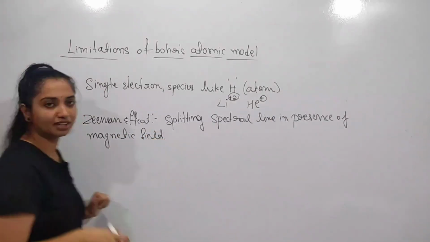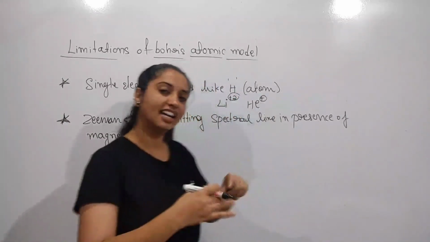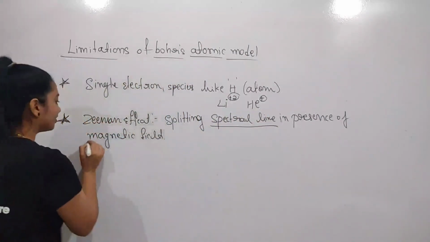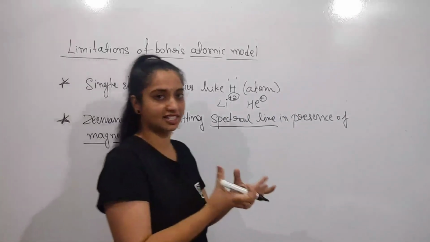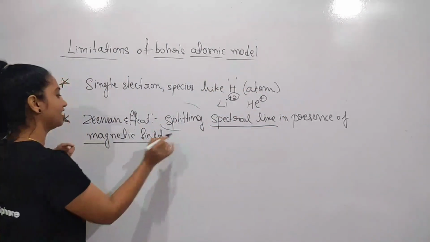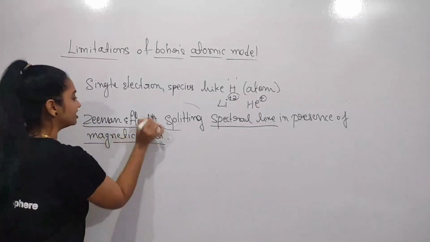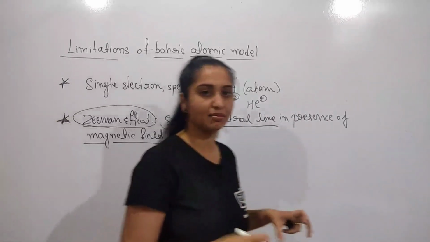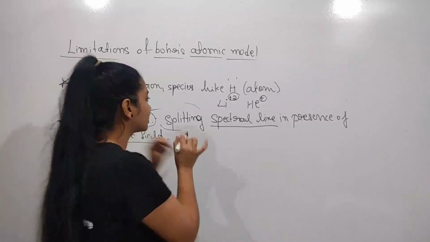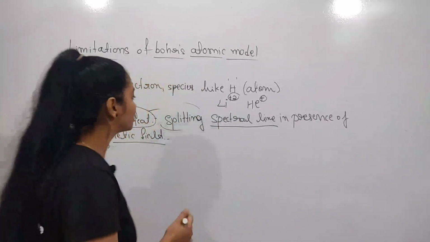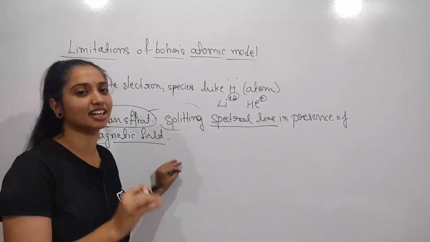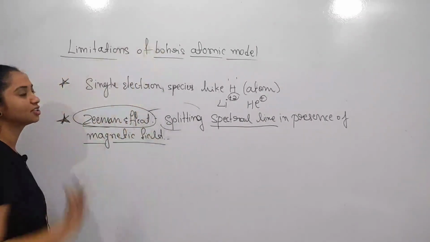So what happens in the Zeeman effect? If we have spectral lines and we put these spectral lines in presence of a magnetic field, then what happens? They split. The splitting of spectral lines takes place in presence of a magnetic field. This effect is called the Zeeman effect. But Bohr can't explain it clearly and can't give an idea about this Zeeman effect. Why do these spectral lines happen? How are they arranged? He can't explain any part of the Zeeman effect. Now this is the second limitation, or second failure, of Bohr's atomic model.